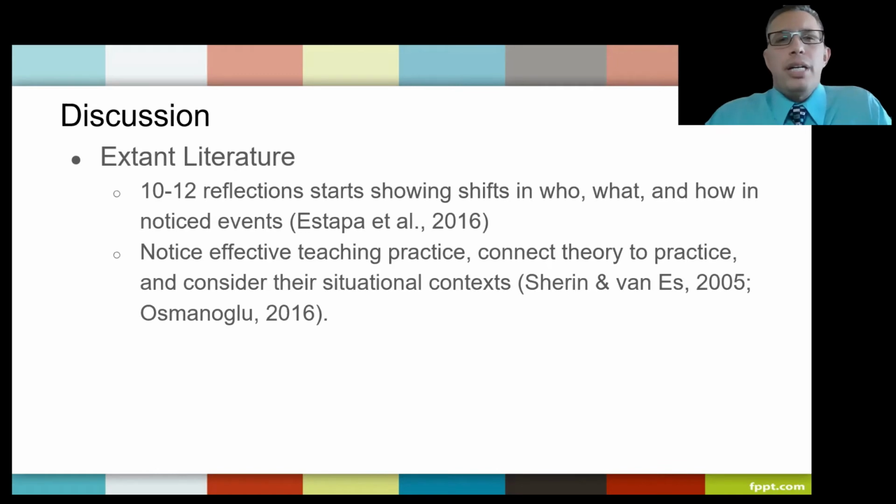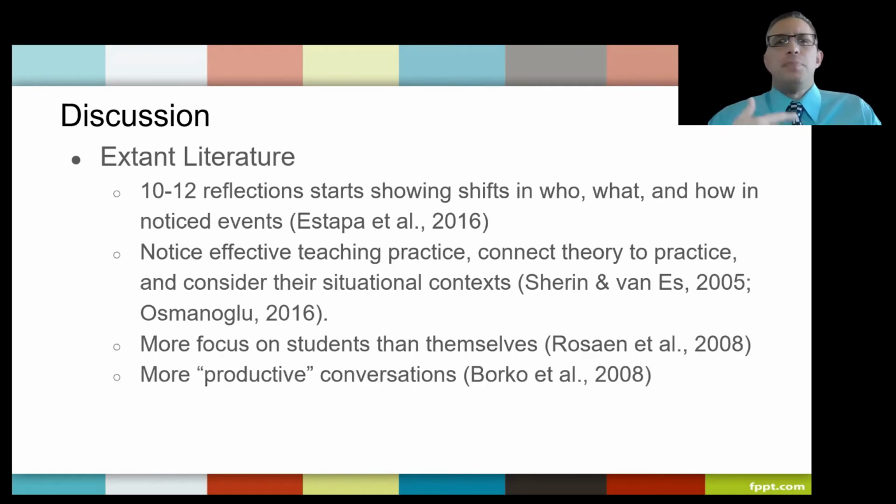The existing literature here shows a lot of outcomes that video reflection could give, such as connecting, as they continue to do video reflection, their noticings change from teacher-focused to student-focused. They change the who, the what, and the how they're noticing things. They're connecting theory to their practices more, and their conversations are more productive. But that's only after about 10 to 12 reflections through video.